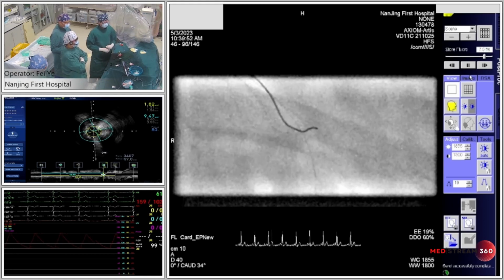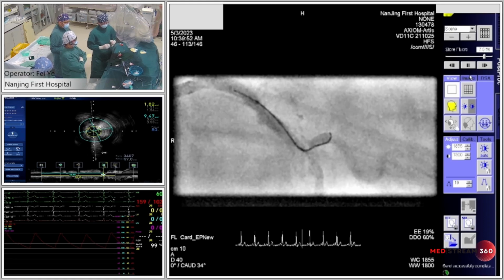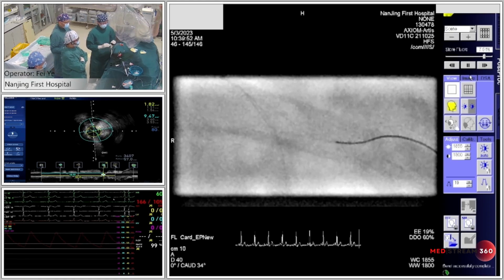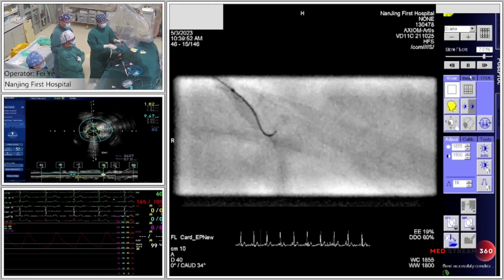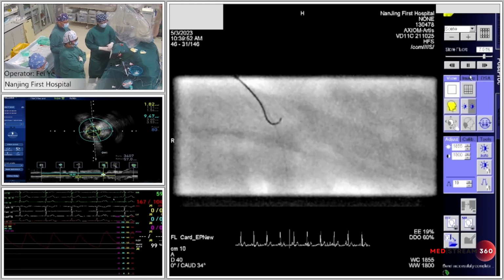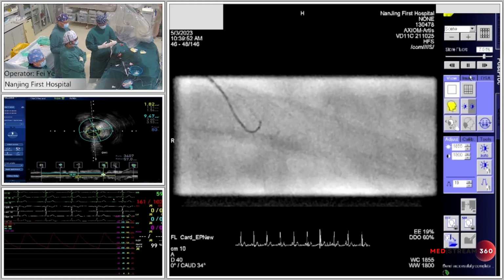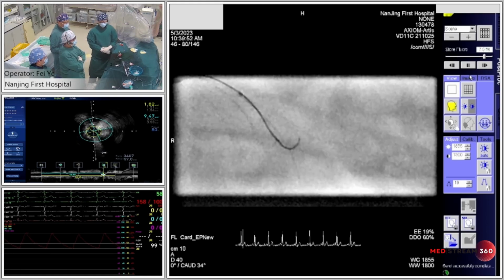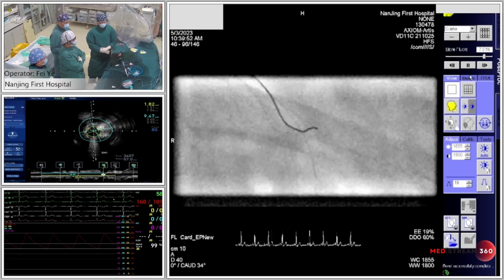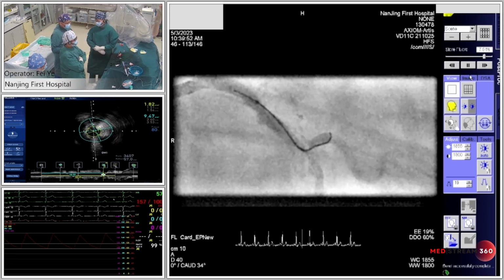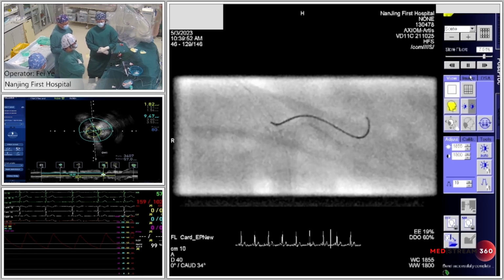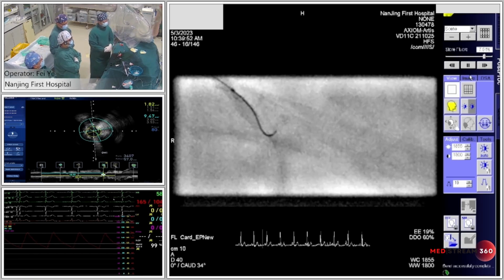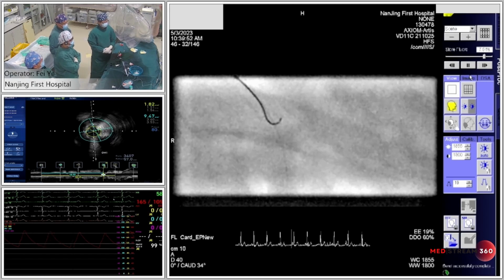If it still fails, we can use a smaller balloon to pre-dilate the main vessel, like a massage for the main vessel plaque, so we can make the space of the main vessel larger, and the wire into the circumflex may be a little easier. If it still fails, what should you do next? I think the next step is very important because of the significant narrowing of the ostium of the diagonal.